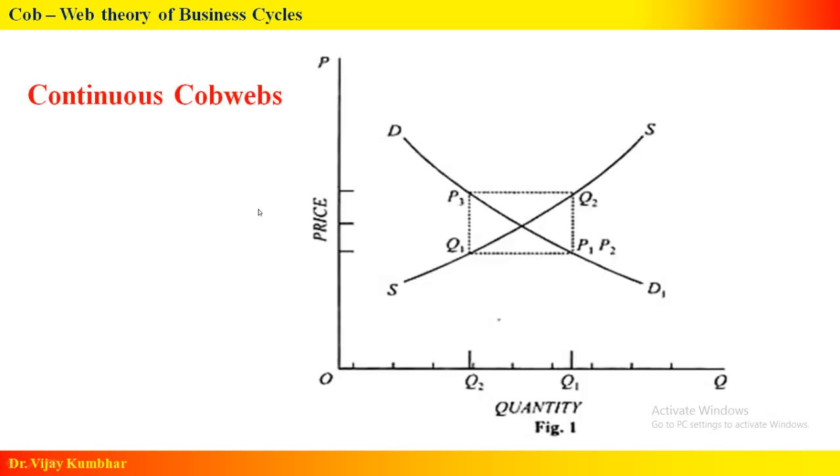The first is the continuous cobweb. If we assume this is the quantity of production, it means Q2 is the quantity of production, but the demand is at price P3. Hence, the price will increase because the supply of this particular commodity is less than the demand for it. The increasing price leads farmers to more production, and accordingly next year the production and supply will increase to this particular level.